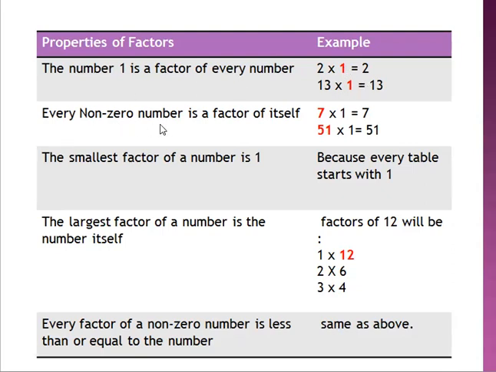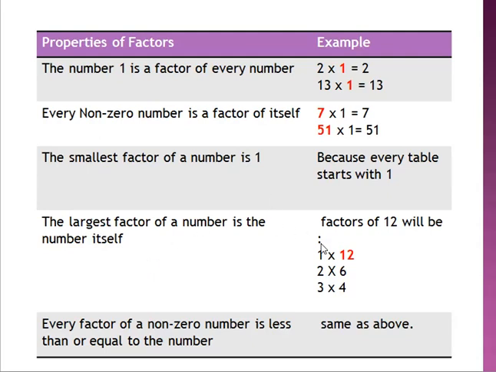Next, every non-zero number is a factor of itself. Make sure there is no zero, only non-zero numbers. So other than 1, the number itself is a factor of a number. The smallest factor of a number is 1, because every table starts with 1. The largest factor of a number is the number itself.